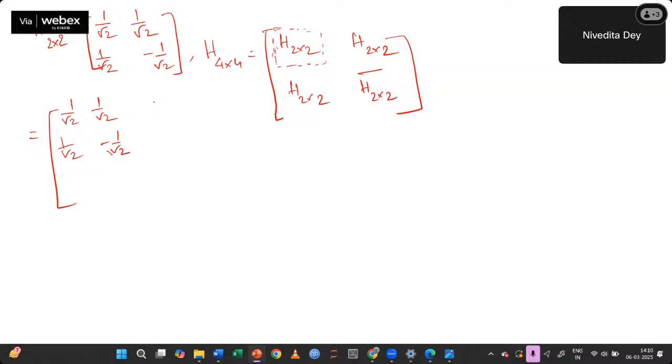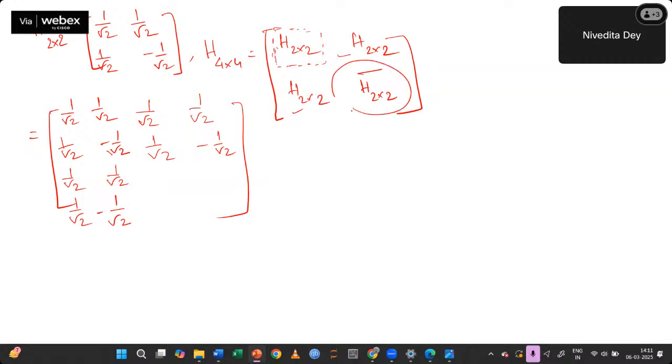Okay. Now, the second one I want to work. So it's 1 by root 2, 1 by root 2, 1 by root 2, minus 1 by root 2. Then the third one, which is 1 by root 2, 1 by root 2, 1 by root 2, and minus 1 by root 2. Third one, and the fourth one is the complement one, right? So it will be minus 1 by root 2, minus 1 by root 2, minus 1 by root 2, and plus 1 by root 2. Okay, so this is your H 4 cross 4 matrix.